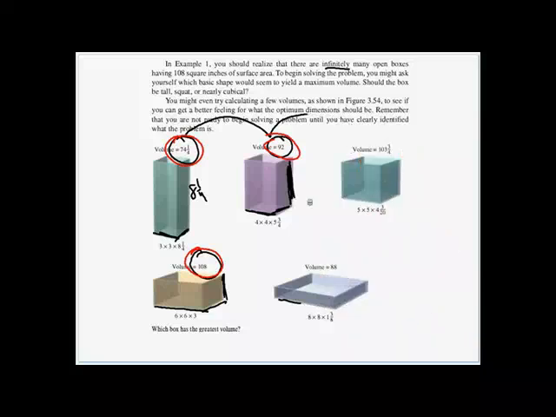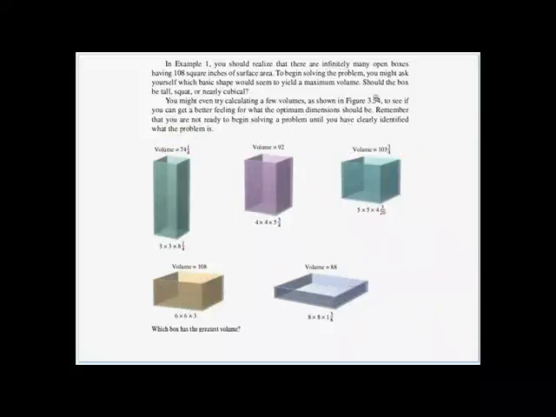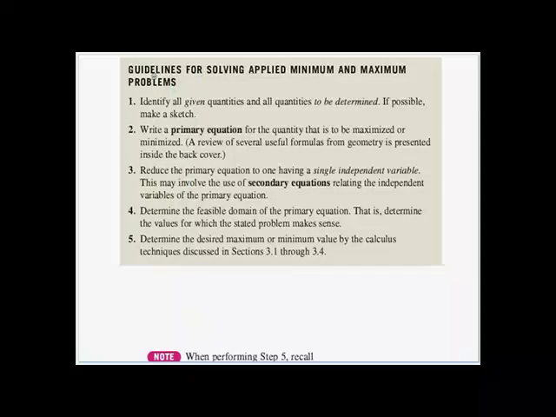Now, I said at the beginning there are some guidelines to solving these types of problems. And here we have guidelines for solving applied min and max problems, or optimization problems. First, identify all given quantities and all quantities that you want to have determined. If possible, make a sketch. Sketches sometimes really clear up what's going on.